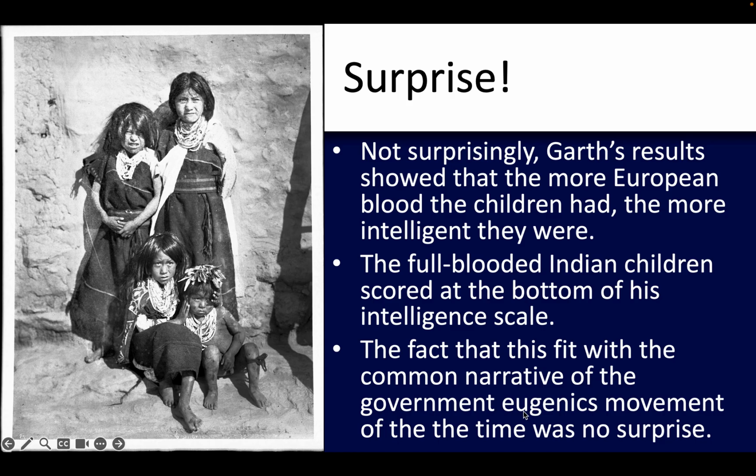So the idea was that we needed to stop immigration coming into the United States because we were diluting our population with people with intellectual deficits. We were getting too many people from Southern and Eastern Europe. So guess what happened? In 1924, they passed laws stopping immigration coming into the United States.